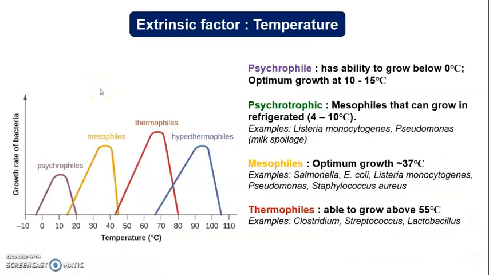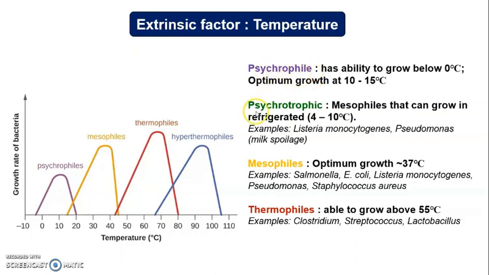Based on temperature, bacteria can be divided by their optimal growth. There are at least 4 different types of bacteria if we want to divide them by optimum growth temperature. The first one is psychrophile, meaning it has the ability to grow below 0 degrees Celsius. The optimum growth temperature of this group of bacteria is around 10 to 15 degrees Celsius. It is not very common for foodborne pathogens or spoilage microorganisms to be categorized in this psychrophile group.